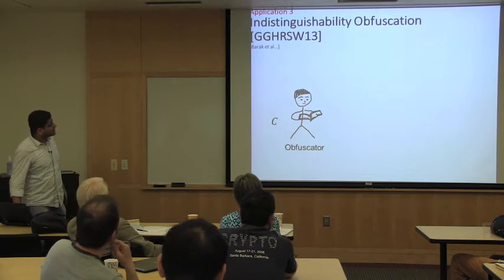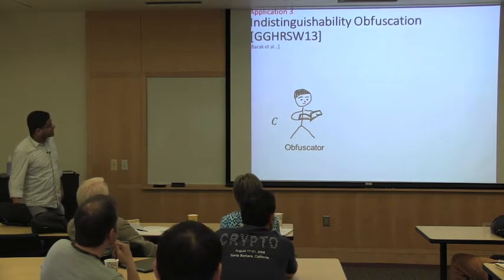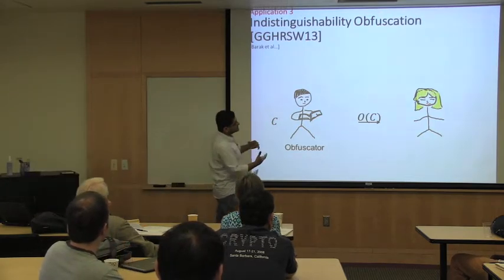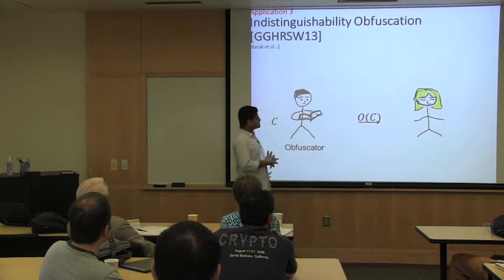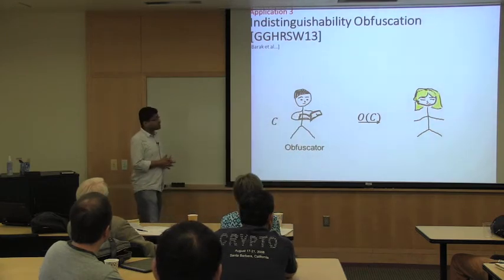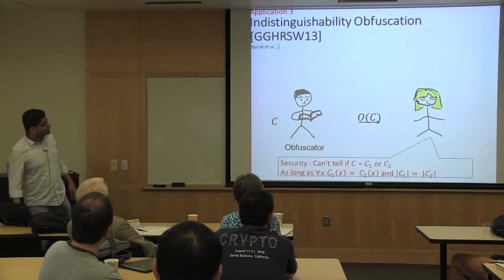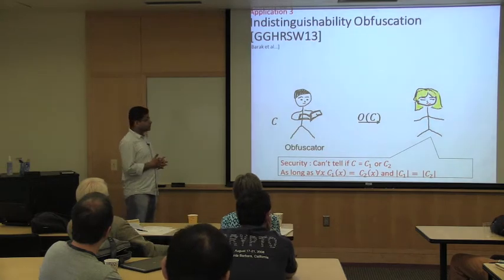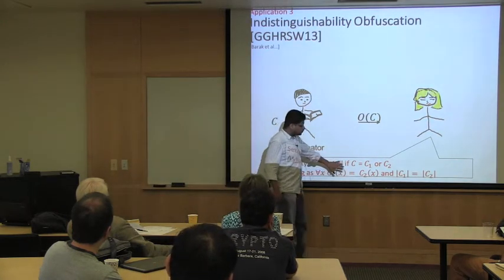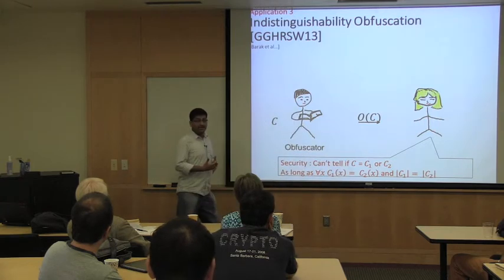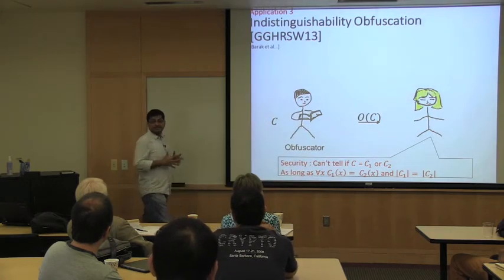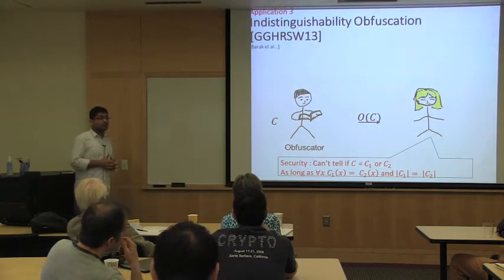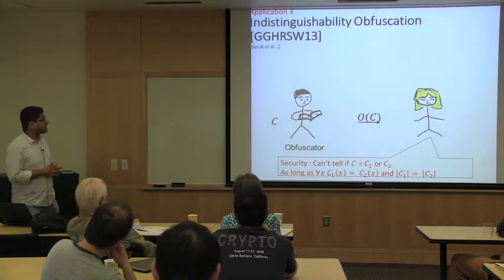So we have this obfuscator, and he holds a circuit C, and he obfuscates this circuit and gives it to Alice. So what Alice can do now is run this obfuscated circuit on any inputs of her choice and learn the output. And the security guarantee is that she can't tell whether this circuit C is C1 or C2, conditioned on the fact that C1 and C2 are functionally equivalent, so on every input they behave in the same way, and they are of roughly, let's say, the same size. Okay? So this allows you to achieve all these cool notions.